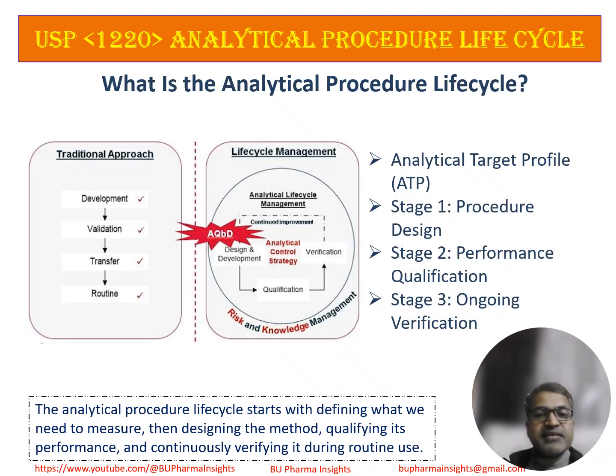What is analytical procedure life cycle? It starts with the analytical target profile, that is ATP. Stage 1, procedure design. Stage 2, performance qualification. And stage 3, ongoing verification. The ATP guides every stage, and the stages are iterative, not rigid or one time.